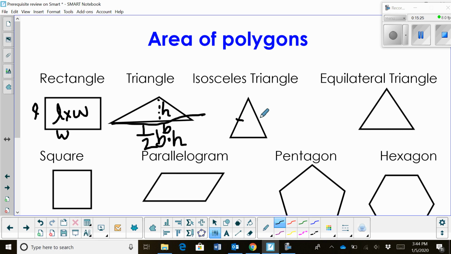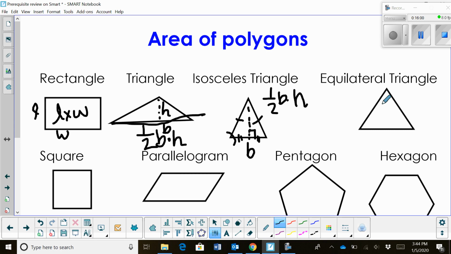Okay, isosceles. Isosceles is a little bit different because we know these two sides are the same. You're going to drop your altitude down, and it splits this opposite side, this little side, the base, into 2 equal parts. So you can always use the Pythagorean Theorem to find a missing side if you need to, or one of your trig functions if you have an angle down here to find it. But again, you're just going to use 1/2. In this case, the base is down here, and we drew in height. So 1/2 base times height.